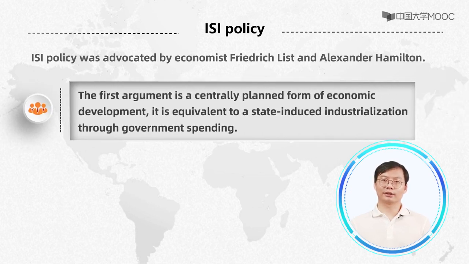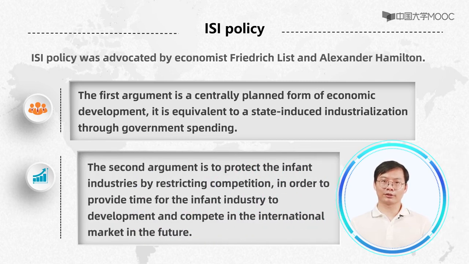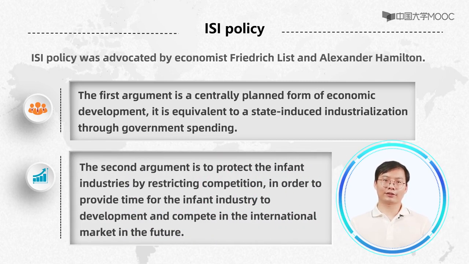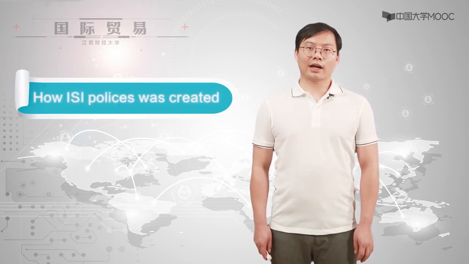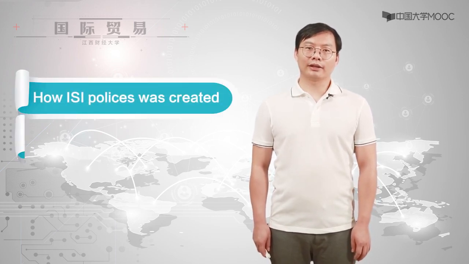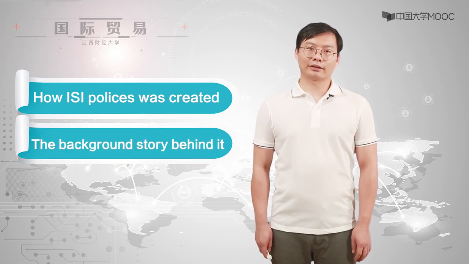The first argument is that it is a centrally planned form of economic development. It is equivalent to state-induced industrialization through government spending. The second argument is to protect the infant industries by restricting competition, in order to provide time for the infant industries to develop and to compete in the international market in the future. In the next slide, we will discuss how ISI policy was created and the background story behind it.